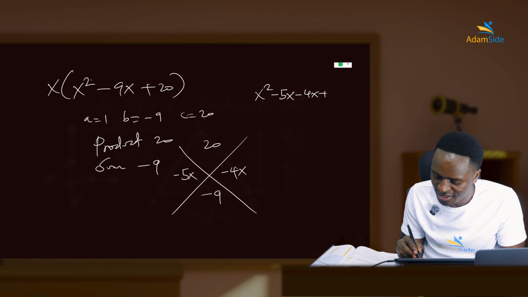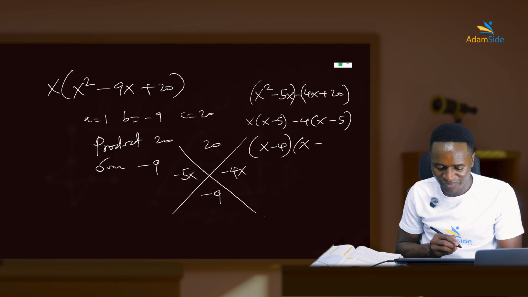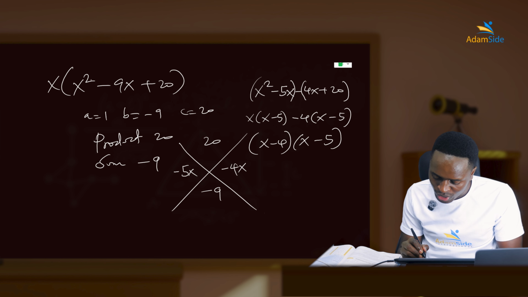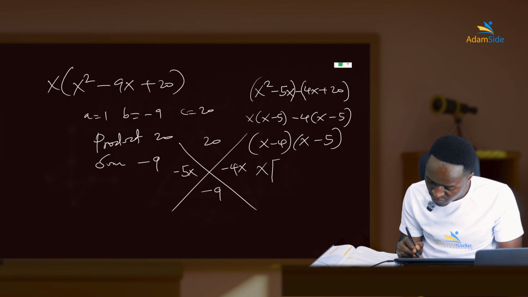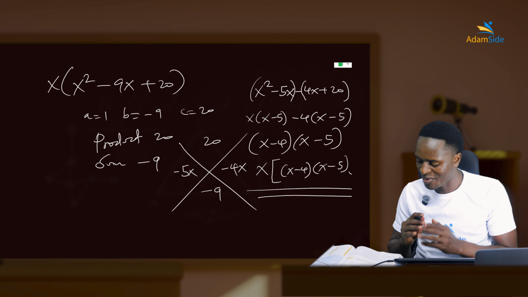Then introduce bracket. Look for common factors. x minus 5 minus 4 into x minus 5, because if you multiply negative 5 times negative 4, you get plus 20. Then you say x minus 4, then x minus 5. But remember, x was outside, so this is x into bracket, x minus 4, x minus 5, then you close the bracket. This becomes your answer the way it is.